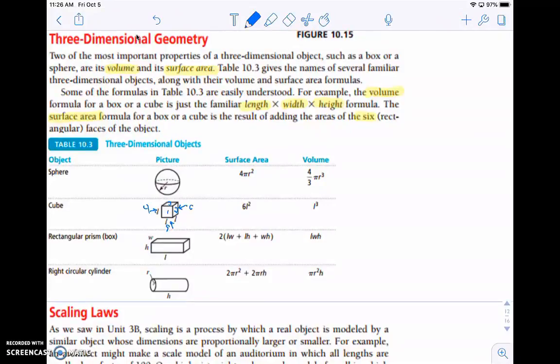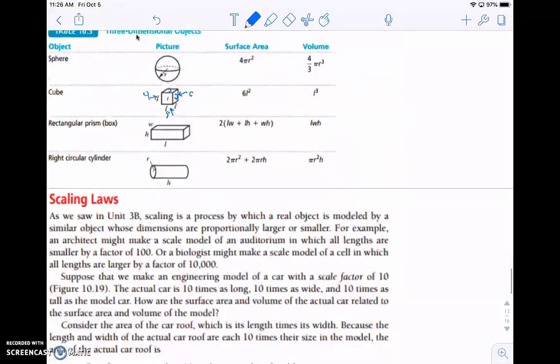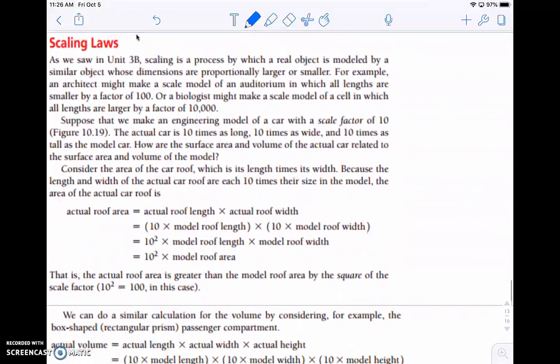And so again, when you're looking at surface area, that word area, that's two-dimensional. When you're looking at volume, we are in three dimensions. Now there are some what we call scaling laws, because a lot of these objects will be built on a small scale or a model scale before we actually build the object itself.